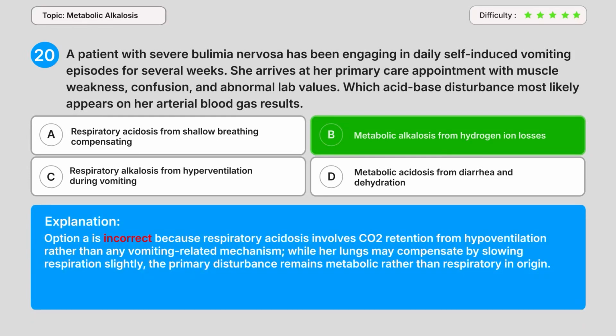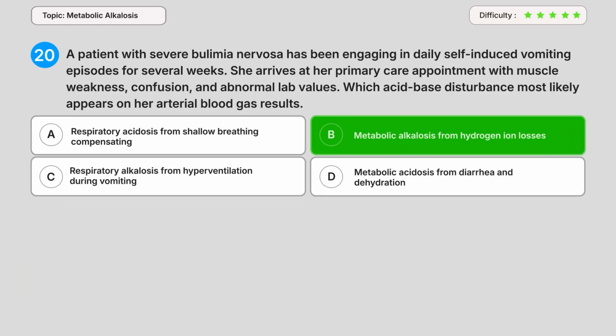Option A is incorrect because respiratory acidosis involves CO2 retention from hypoventilation rather than any vomiting-related mechanism, while her lungs may compensate by slowing respiration slightly. The primary disturbance remains metabolic rather than respiratory in origin.